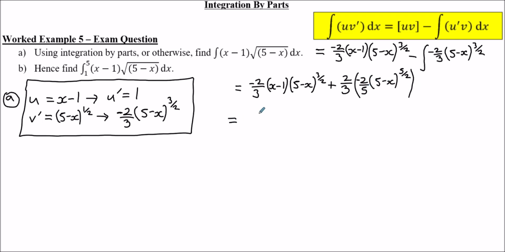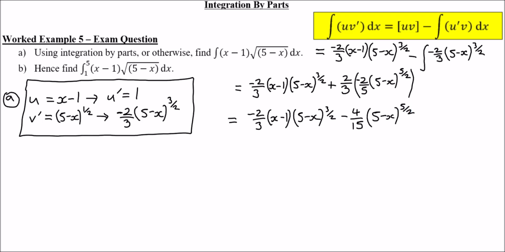So finally, to just simplify this down again, we're going to get minus 2/3 (x minus 1)(5 minus x) all to the power 3/2. And then 2/3 multiplied by negative 2/5, that's going to give negative 4/15 of (5 minus x) all to the power of 5/2.